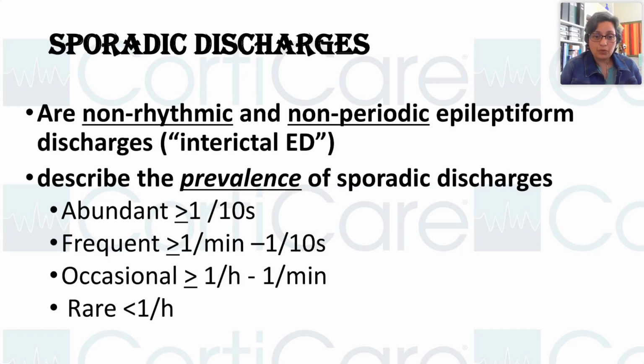If they are appearing more than once in 10 seconds, you call them abundant. Frequent is just once or twice, maybe in 1 minute. Occasional, you see them once in a while in an hour or in a minute. So that's quite a wide window that the 2021 terminology has adopted. And the rare sporadic discharges are less than 1 in an hour. So in your 4-hour shift, you see them maybe just once. So sporadic discharges are non-rhythmic, non-periodic, with an epileptiform kind of morphology.